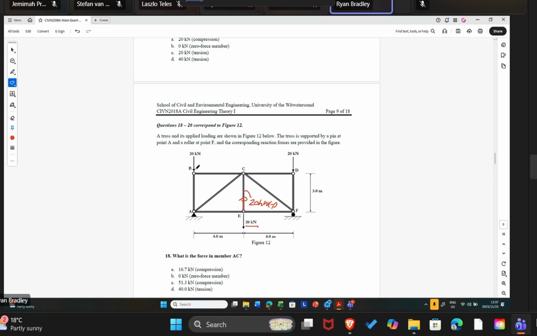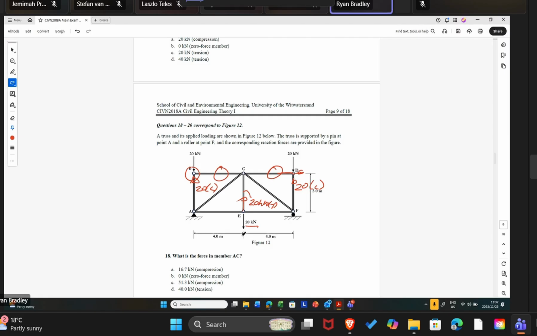Similarly, this joint over here, this force acting down is 20. This force is a compression force of 20. Compression. Similarly, at 20, this must balance. This is a 20 force compression. This force can't balance. There's nothing here to balance with. Zero force member, zero force member.